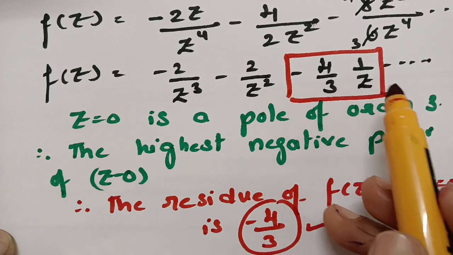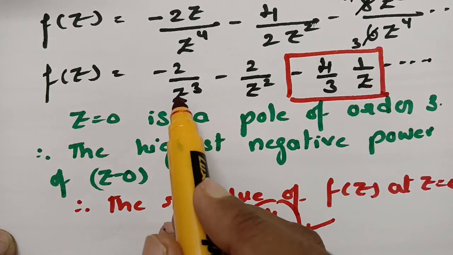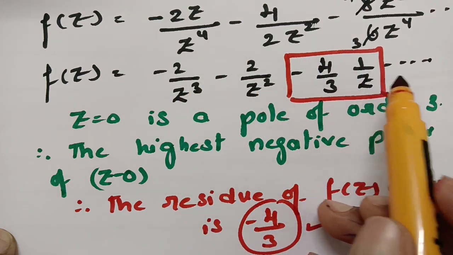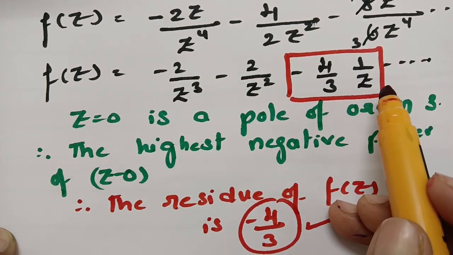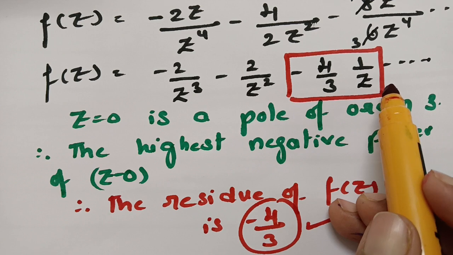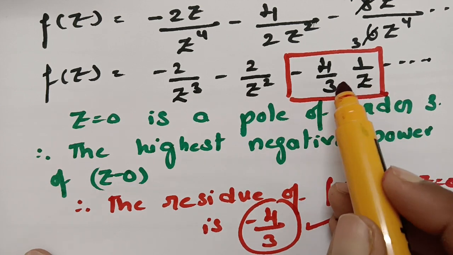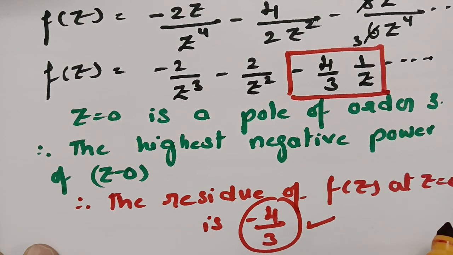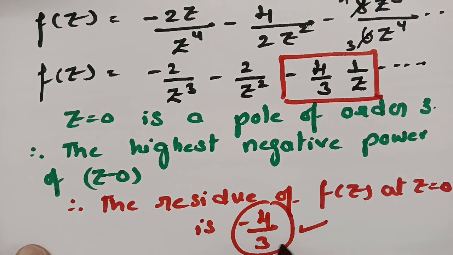So this is how we have to expand, and here z is equal to 0 is a pole of order 3, and therefore the coefficient of 1 by z is nothing but minus 4 by 3. So we have to take the coefficient of this term, and we write the residue of f of z at z is equal to 0 is minus 4 by 3.